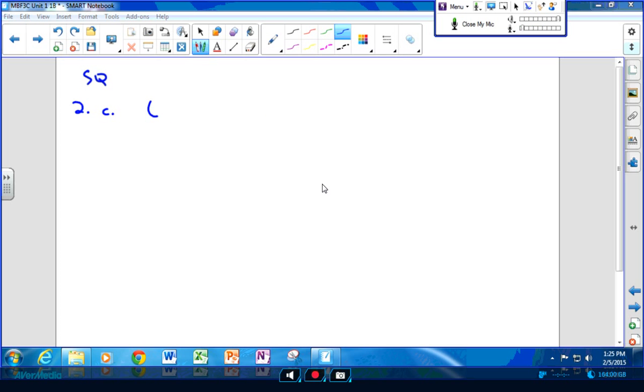I was reading and writing at the same time. Okay, so we have negative t minus 5 times t plus 2. It says explain and simplify.